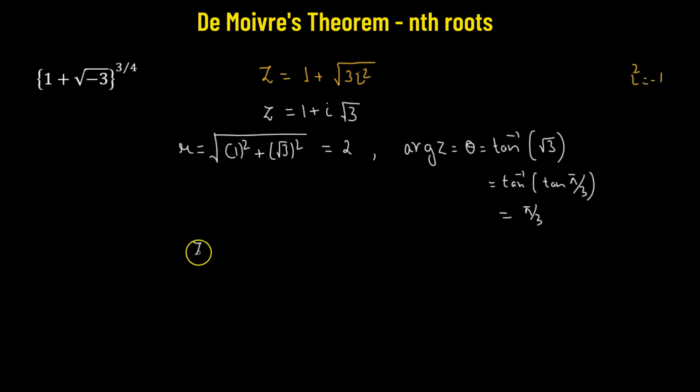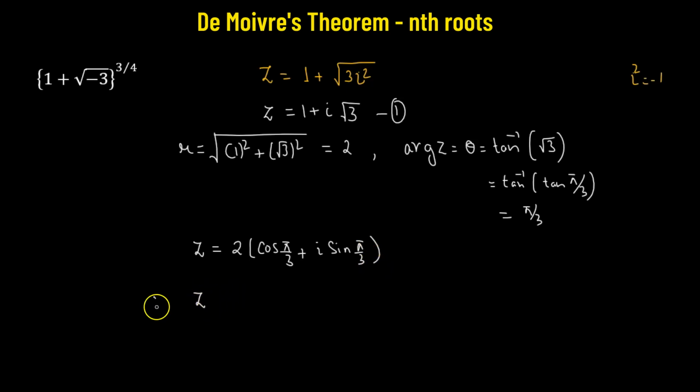That means our complex number z, which is 1 plus iota times square root of 3, can also be represented in the polar form as 2 times cosine of theta, which is pi over 3, plus iota times sine of pi over 3. So this is a complex number represented in the polar form.